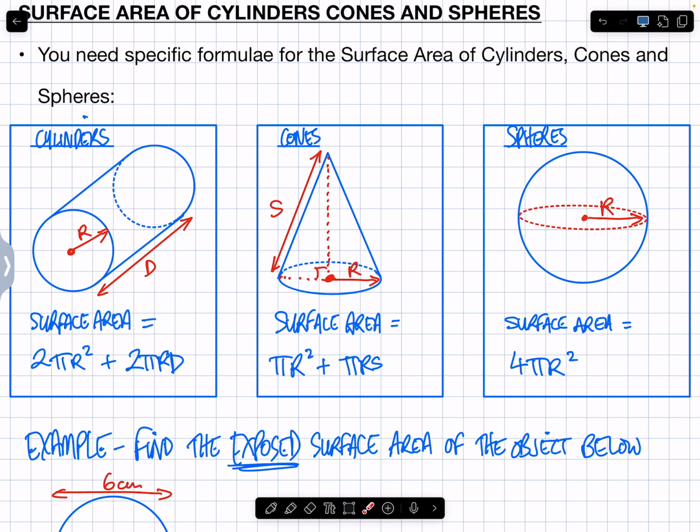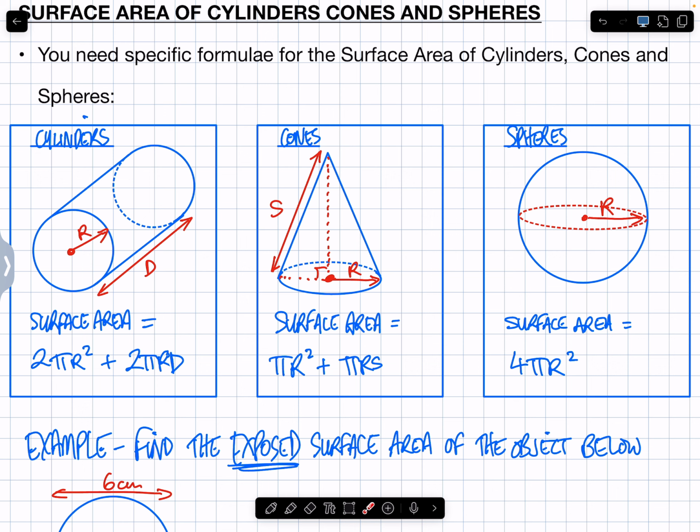Well, a cylinder is two circles, one on each end. That's where the 2 pi r squared comes from. And 2 pi r d, what's special about a cylinder? The thing that wraps around a cylinder is a rectangle. Okay? Because if I wrap this around, that forms the outside of a cylinder, does it not? And what's special about the length of that rectangle? It's exactly the circumference of a circle.